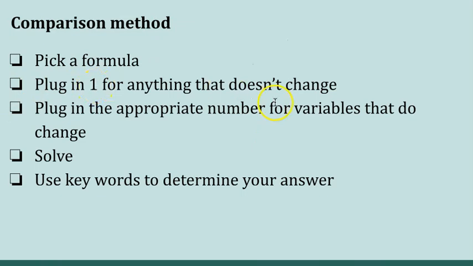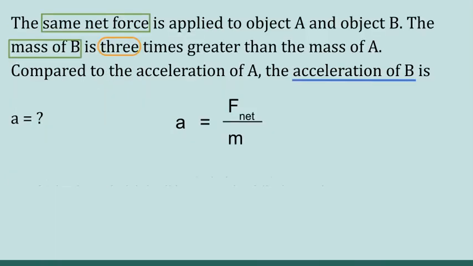The next thing I'm going to do is plug in 1 for something that doesn't change, and plug in the appropriate number for any variables that do change. So I also am going to just list my unknown. a is my question mark. That's what I'm solving for. F net is equal to 1 because they say same net force. So if F net is the same, I plug in 1. m is equal to 3 because the mass of B is 3 times as great, or 3 times greater than the mass of A.